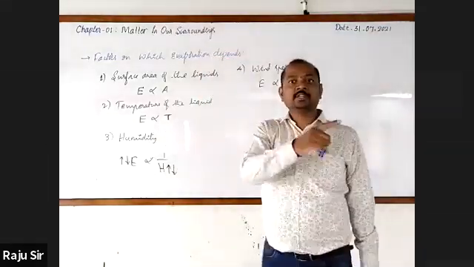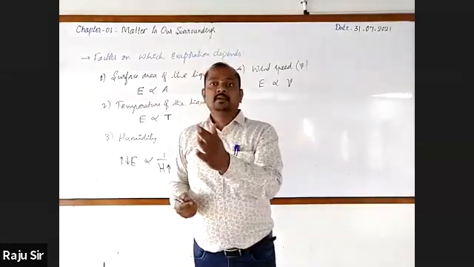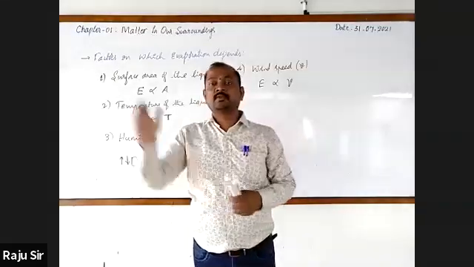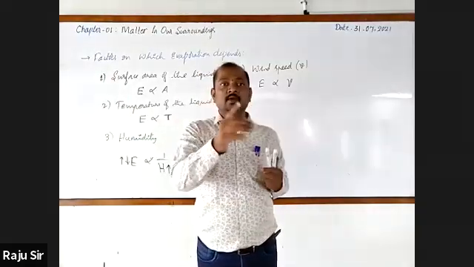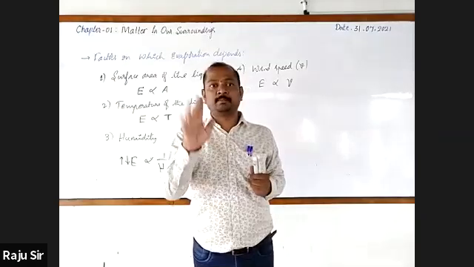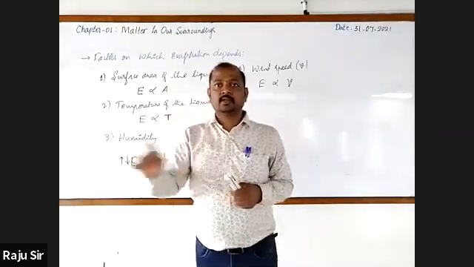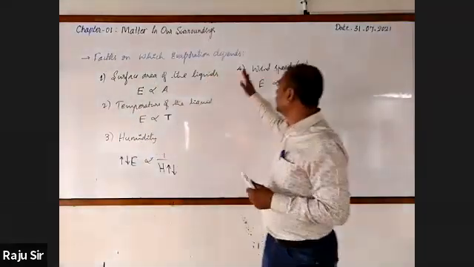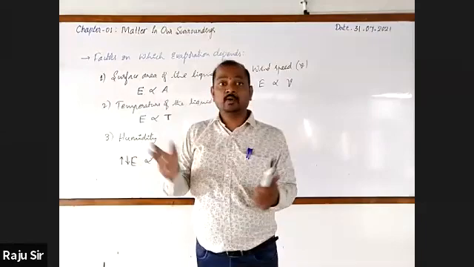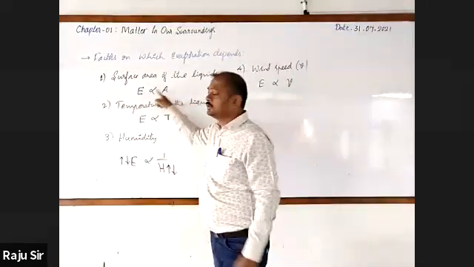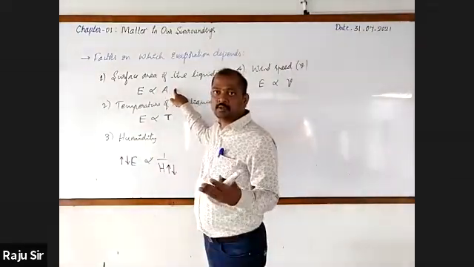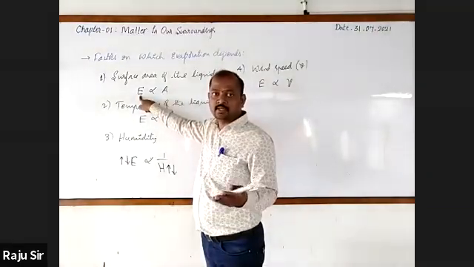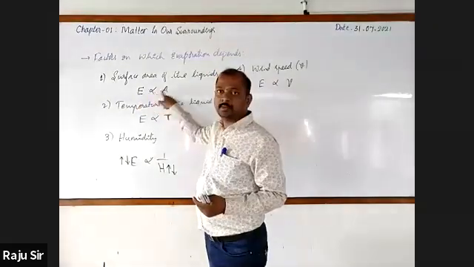Got it? Definition is the process of change of physical state of a substance from liquid to gas without the liquid reaching its boiling point. Got it? Next, factors: surface area, temperature, humidity, and wind speed. As the surface area of the liquid increases, the rate of evaporation also increases. Rate of evaporation is directly proportional to surface area.